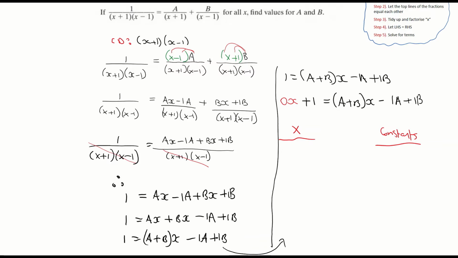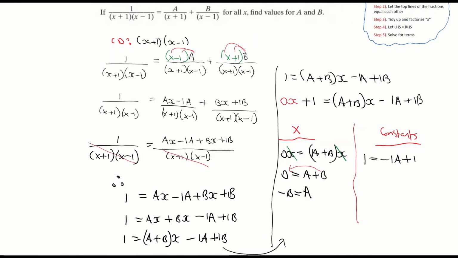So if I look at my x's, I have 0x is equal to a plus b times x. If I divide across by that x or cancel them out, I get 0 is equal to a plus b. So that means, therefore, a is equal to minus b. I've just moved the plus b over to the left-hand side of the equals. Or I've subtracted b from both sides, basically. And then I come to my constants. I have 1 equals minus 1a plus 1b.